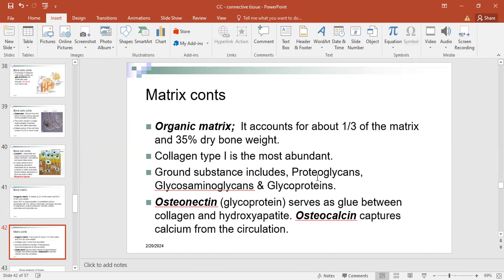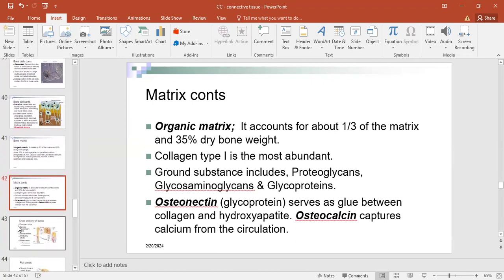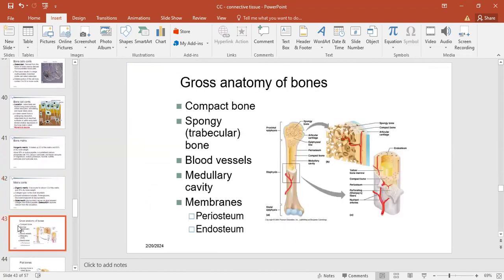And then we have osteocalcin, which is responsible for capturing calcium from the blood. As the blood is circulating, osteocalcin does what? Traps the calcium. Okay, now the gross anatomy of bones.